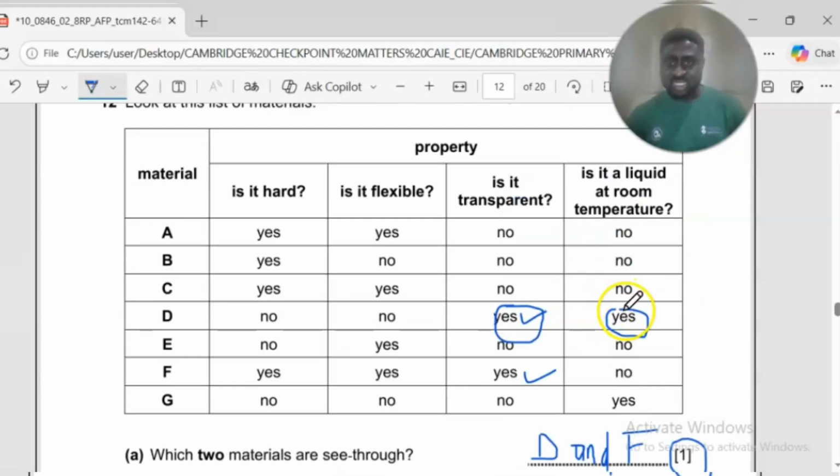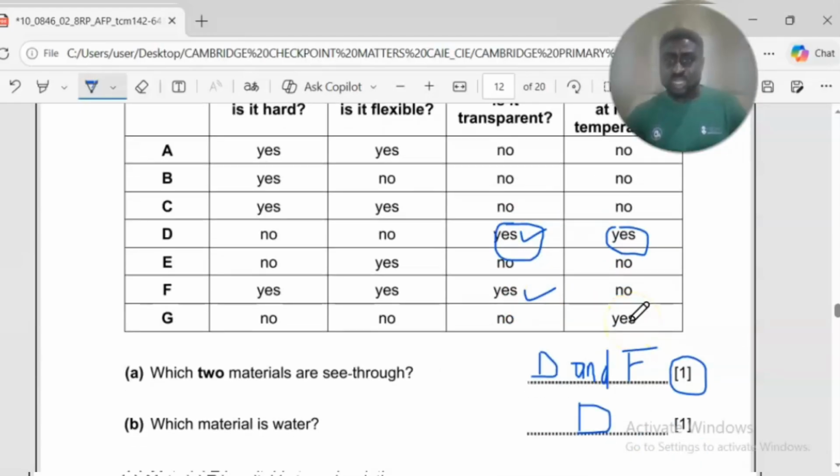Why? Because it is both liquid at room temperature and it is transparent. Material G is liquid at room temperature but not transparent, which does not qualify it as water, because water is transparent in nature unless the water is polluted or adulterated.